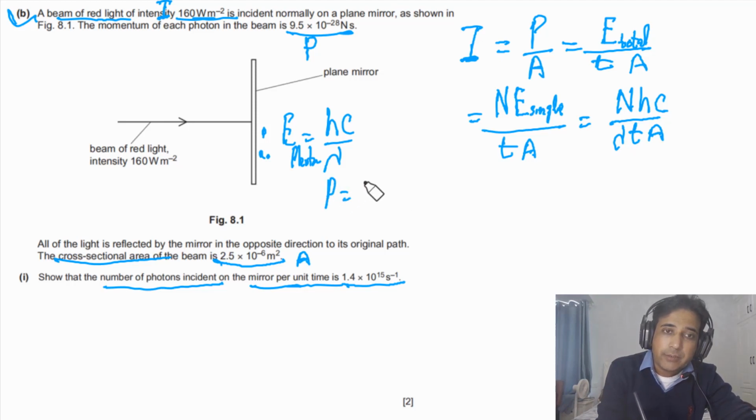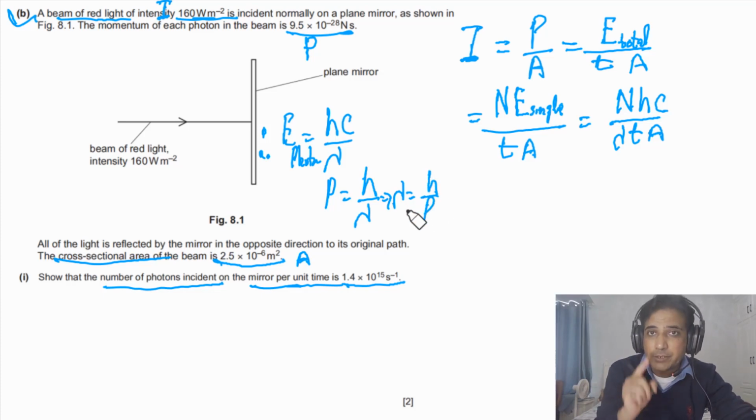We don't have the value of lambda, so we can rewrite this. Momentum is equal to h over lambda, so from here lambda will be equal to h over P, because we have the value of momentum but we don't have the value of wavelength. So we can replace this lambda and rewrite this.